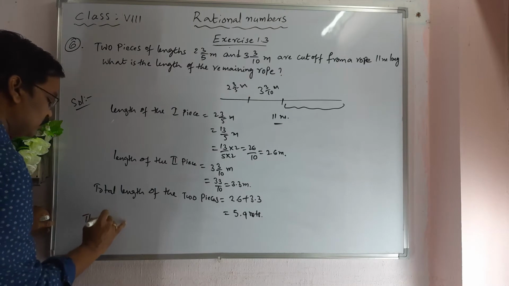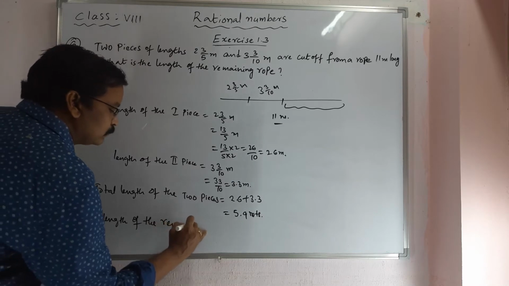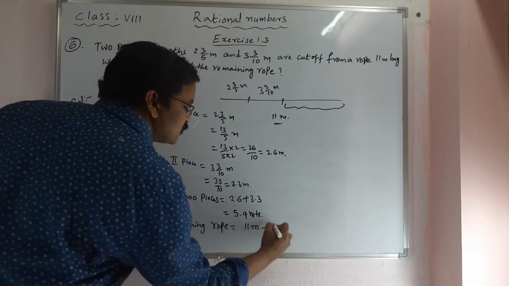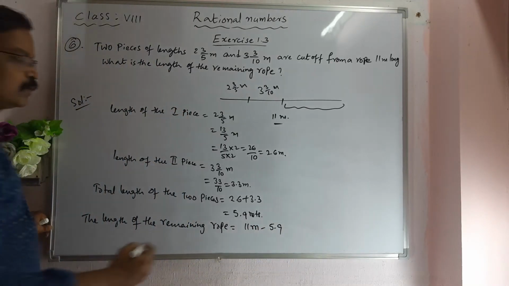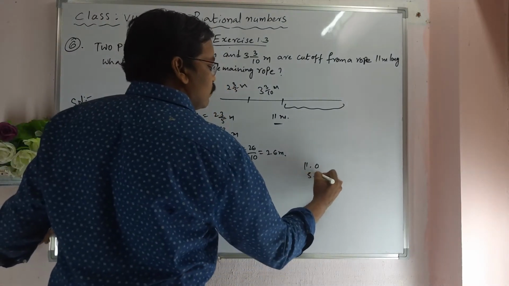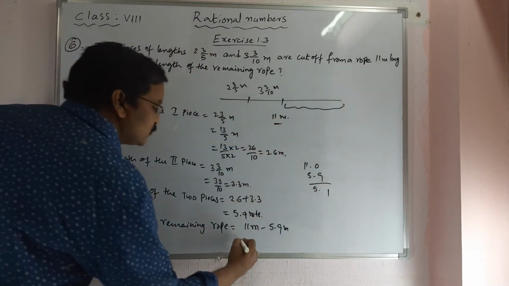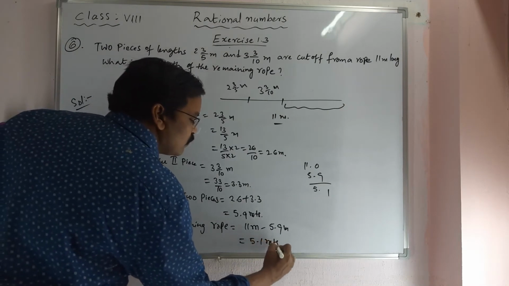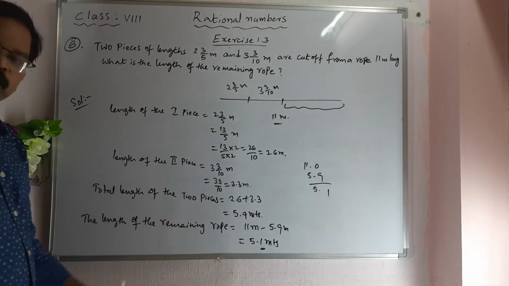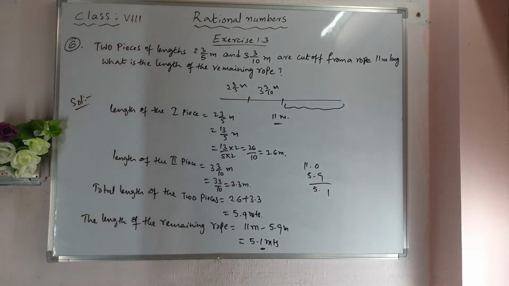Right, therefore the length of the remaining rope is equal to 11 meters minus 5.9 meters. Subtract 11 minus 5.9. Here 5.1 meters. This is equal to 5.1 meters. So what is the length of the remaining rope? 5.1 meters. Please write it down, students, in your notebooks.